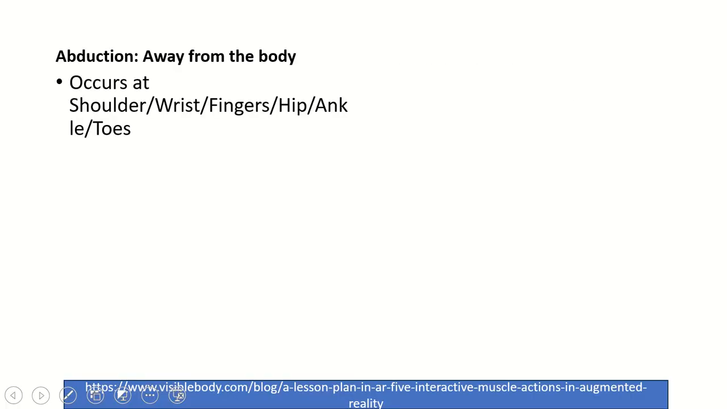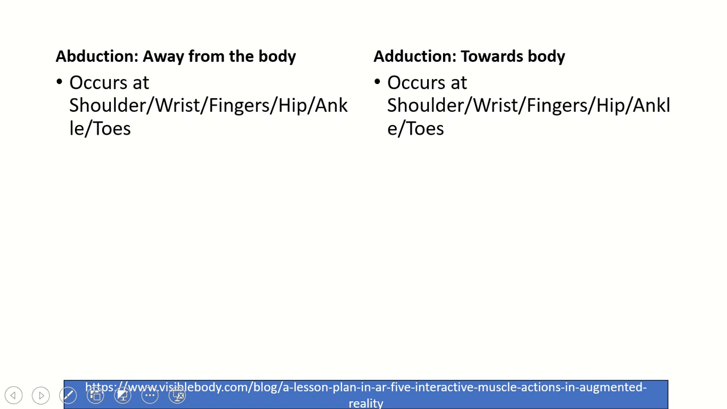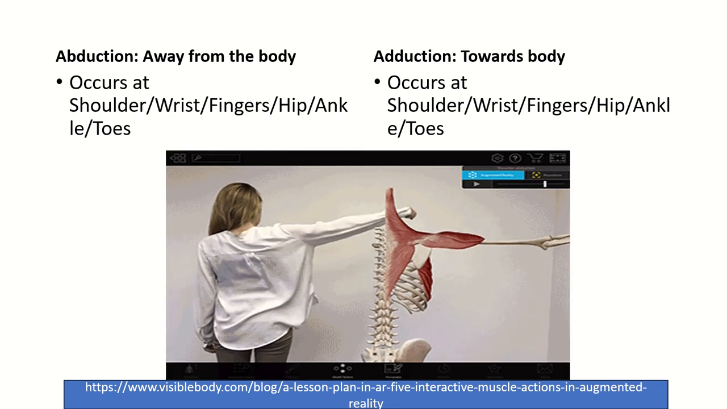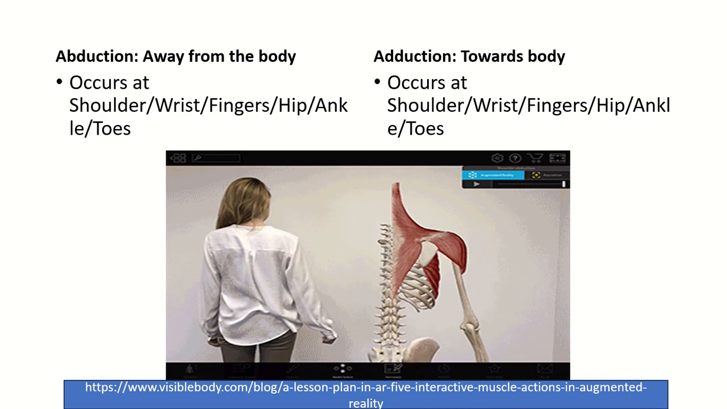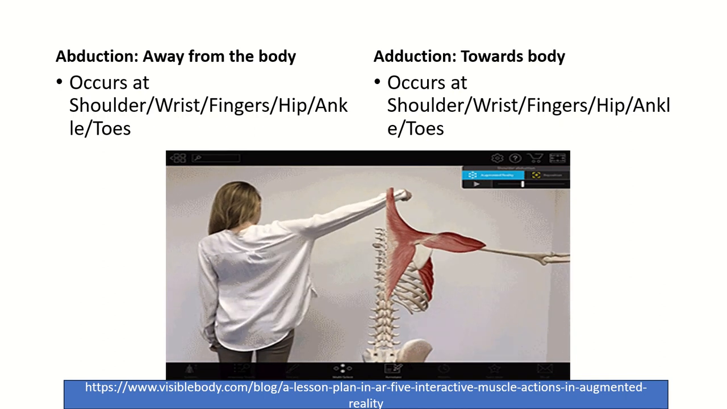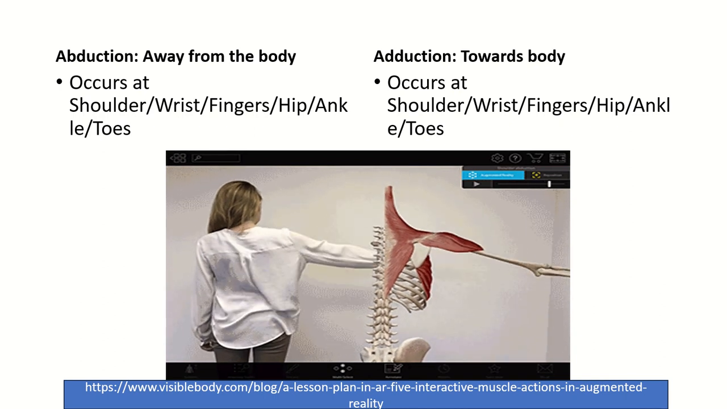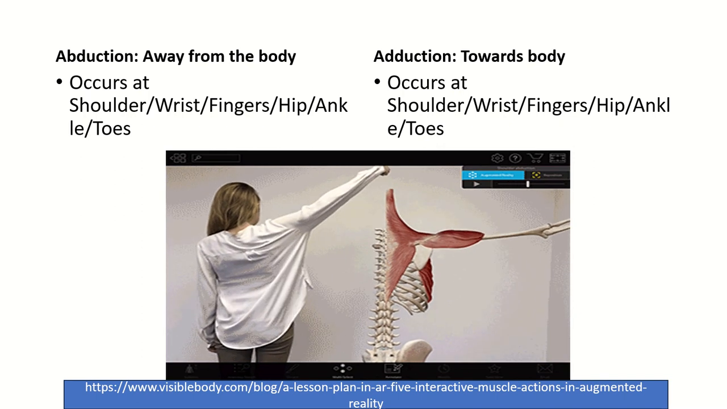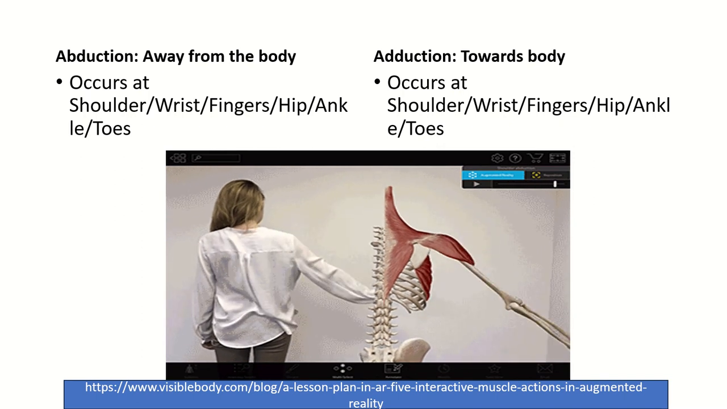Okay, abduction and adduction. Again, as flexion and extension are opposite to each other, abduction and adduction are opposite to each other. Abduction meaning away from the body, sideways up. Adduction meaning towards the body, sideways down. You can see in the video, abduction is away from the body upwards. Adduction is towards the body downwards, which is only occurring in the side plane, not the front and back plane.